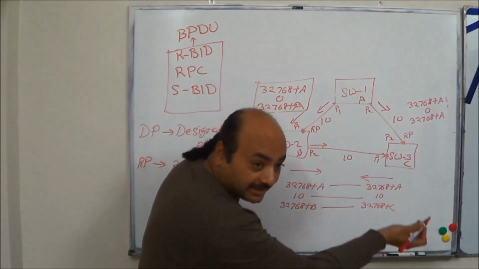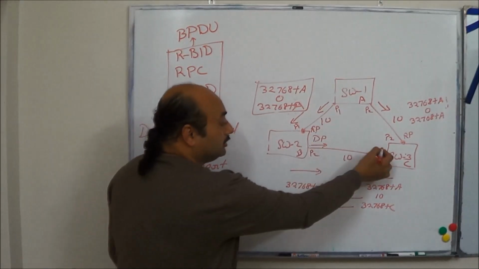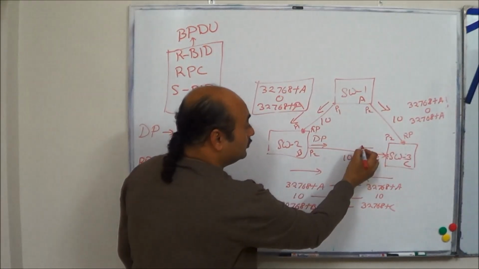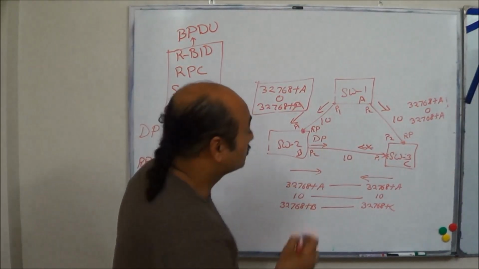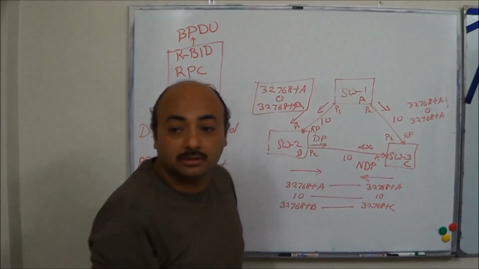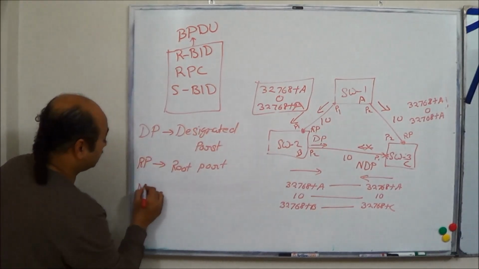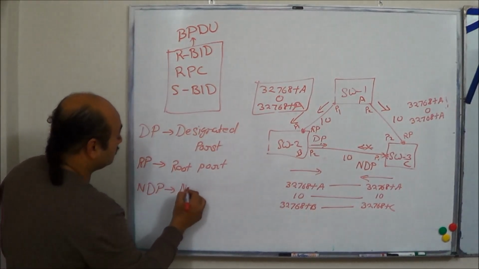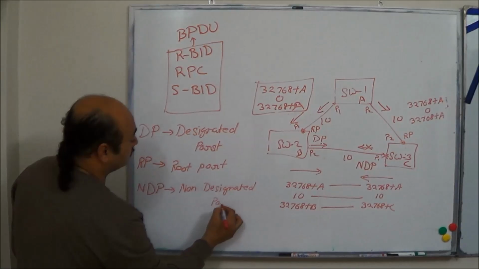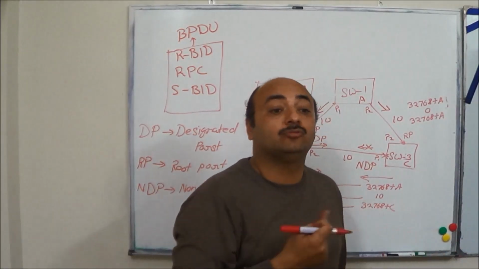So since it is sending, what does it become? Designated port. That means BPDUs will continue to go, but no BPDUs will go this way. So this becomes the DP. What does this become? NDP, non-designated port. So that's why we add another term, NDP, non-designated port. A non-designated port does not send BPDUs, but it receives BPDUs.